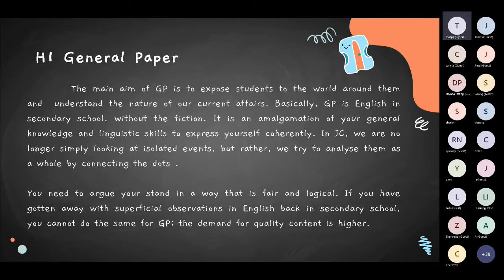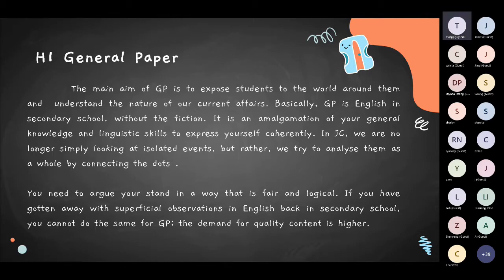Okay, so maybe in secondary for essays, you might have mentioned some of the world events. You might have dropped, let's say, the Cambridge Analytica example. But your evaluation and explanation of the example may not be as in-depth as it should be.